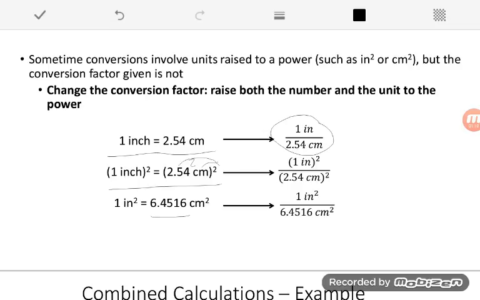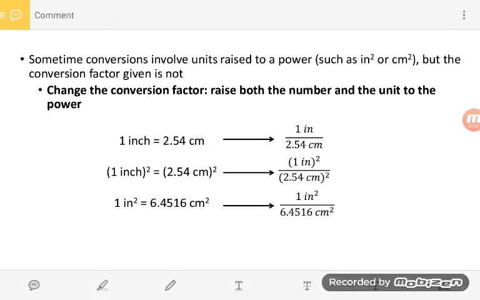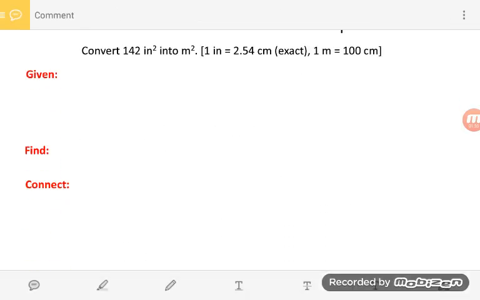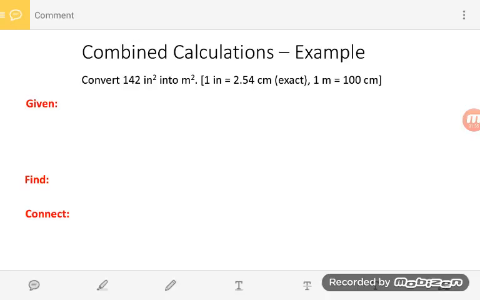So you can create your own conversion factors in this way. If I needed cubic inches and cubic centimeters, I would have cubed the conversion factor instead. So I would just take each side and cube it, and then I could do the math on that, and I would have a nice new conversion factor. So let's look at an example of a problem like this. Really similar, but with one extra step.